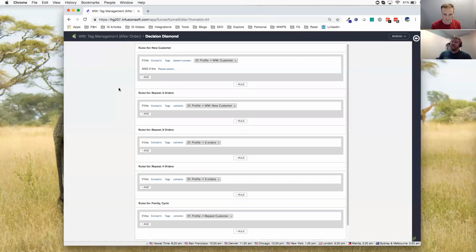Yeah. And if someone wants to just pause here and take a look at the way that I've set this up, for a new customer, if the tags do not contain a Wild West customer, then that means that they need to come into the new customer tag. Now for the repeat, the 2 orders, if their tags do contain new customer, then that means that they must have just gone through this segment. So we just need to drop them down into the second one.